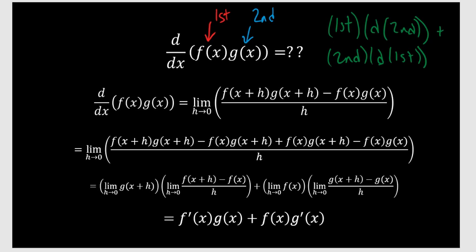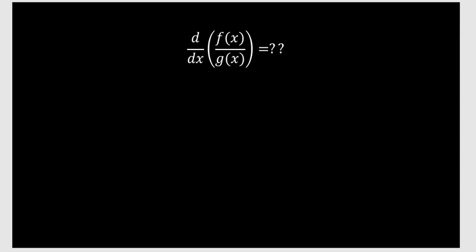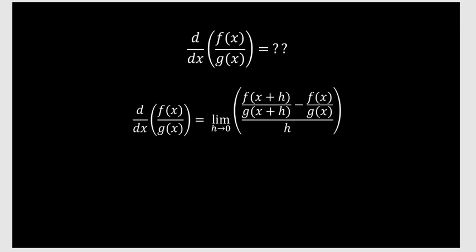But now we're going to move on to the statement of the quotient rule. As the name of the rule suggests, you're dealing with the quotient of two functions: some function f of x divided by some function g of x. And we need to come up with the derivative of this. We're going to start off the same way as we did with product rule, looking at the limit definition of the derivative.